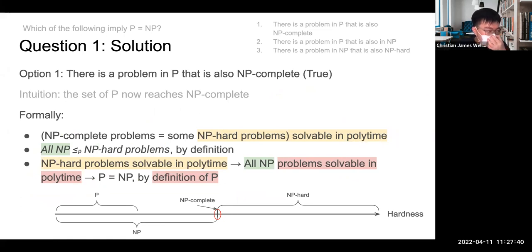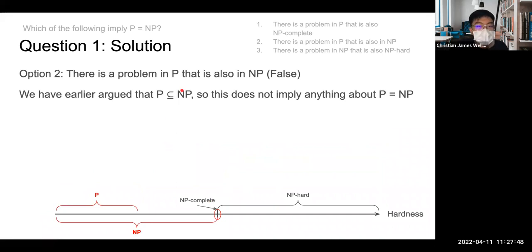If not, I know this might be confusing, but again, just keep the intuitive view that the set P now completely reaches NP. Okay, so option 2 is false. It's saying that there is a problem in P that is also in NP. This is by default already true in the first place, right? We have earlier argued that P is a subset of NP, so this does not imply anything about P equals NP. The status is still unknown, so it doesn't help us in proving.